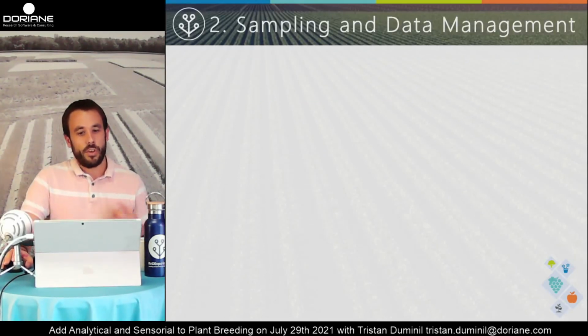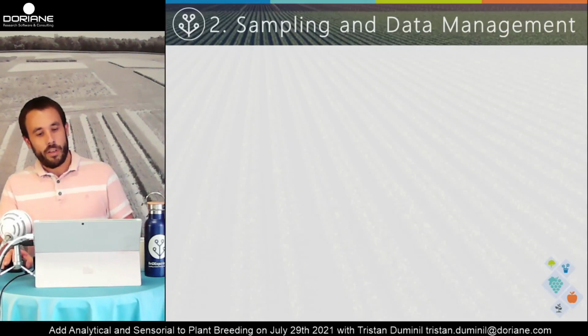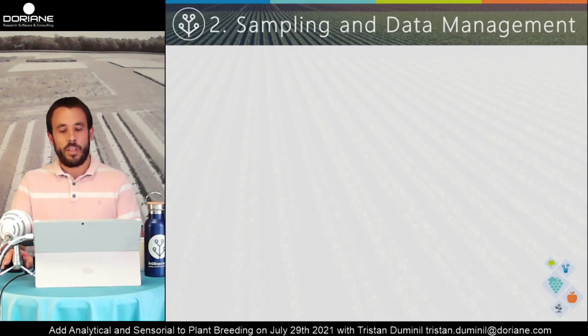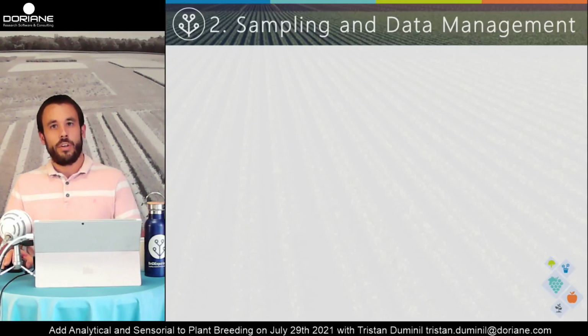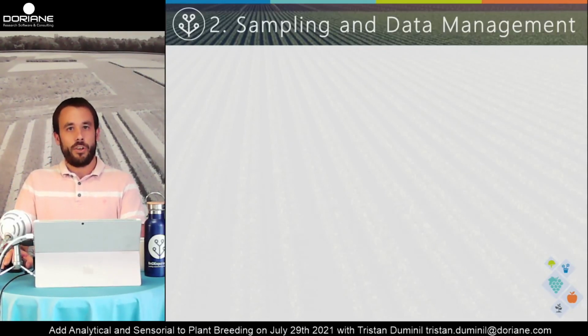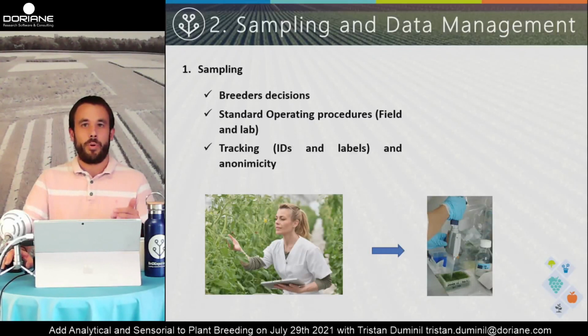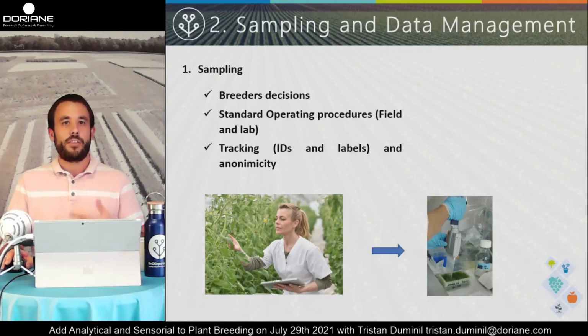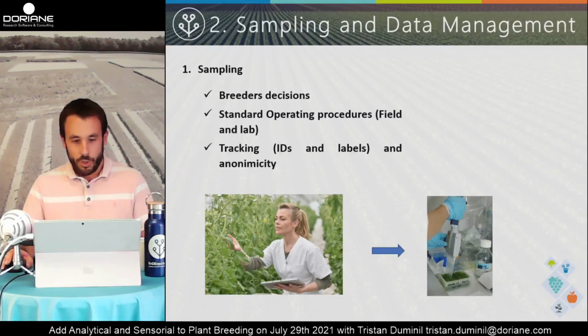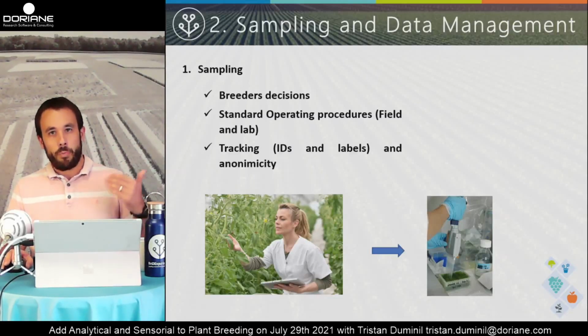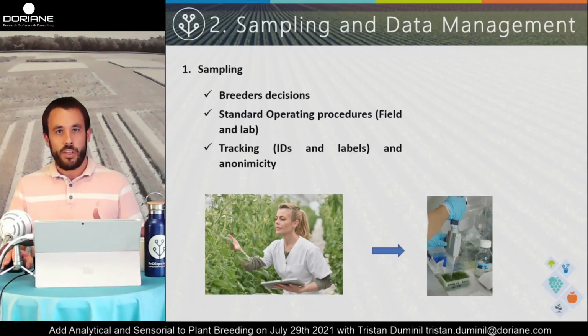I would like to discuss now sampling challenges and what data management solutions we can set up for analytical work. Analytical traits come from samples which are collected on cultivars planted in field or warehouses. And sampling in this context is very important, particularly if the analysis of the analytical traits is costly or time-consuming. So the breeders often make a pre-selection of cultivars that will be collected and analyzed.